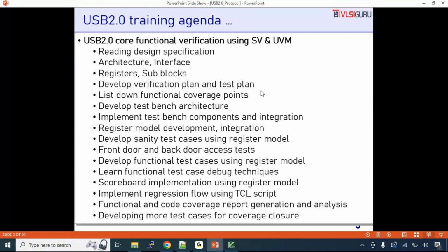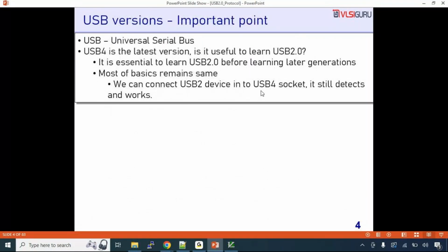Before we move into the protocol, let's understand one important point related to USB versions. I would rather say standards. You see, USB stands for Universal Serial Bus. USB 4 is the latest version, our latest standard.